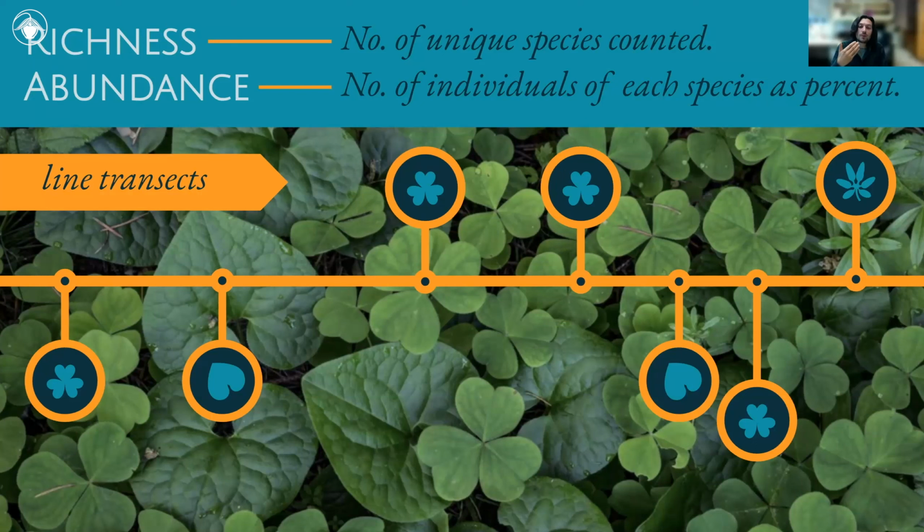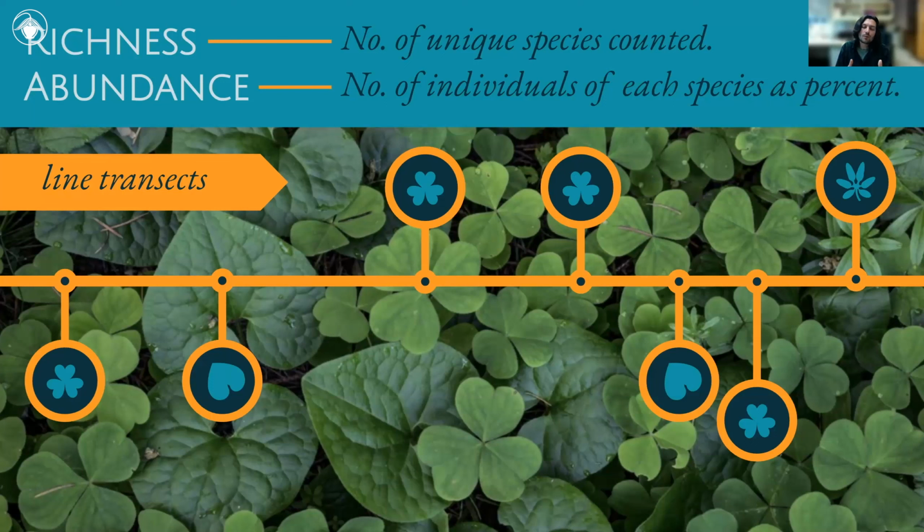And then in terms of relative abundance, we would be taking a percentage of those species represented. So we might say that we have 4 of the oxalis from 7 total individuals that were counted, and that would give us 57% of that population that we surveyed, as of that community that we surveyed, as being the oxalis. So that would be how a line transect would work.